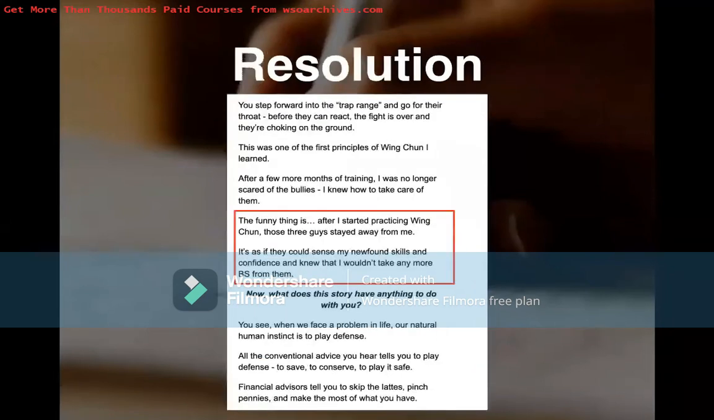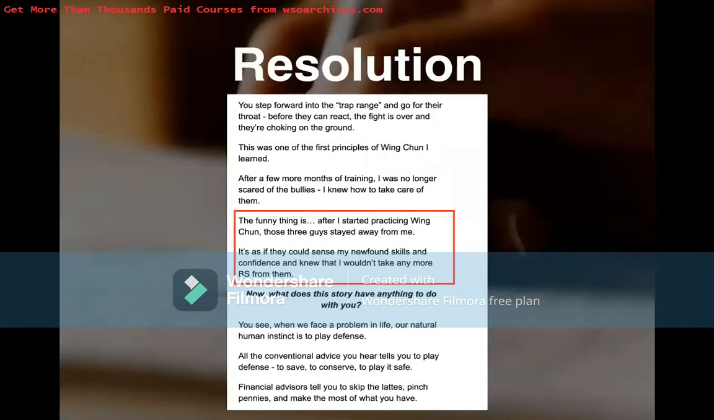Okay. Then it goes into a solution. After a few more months of training, I was no longer scared of the bullies. I knew how to take care of them. And then the resolution happens. The funny thing is, after I started practicing Wing Chun, those 3 guys stayed away from me. It's as if they could sense my newfound skills and confidence and knew that I wouldn't take any more BS from them. So now the resolution has happened. The conflict is solved.